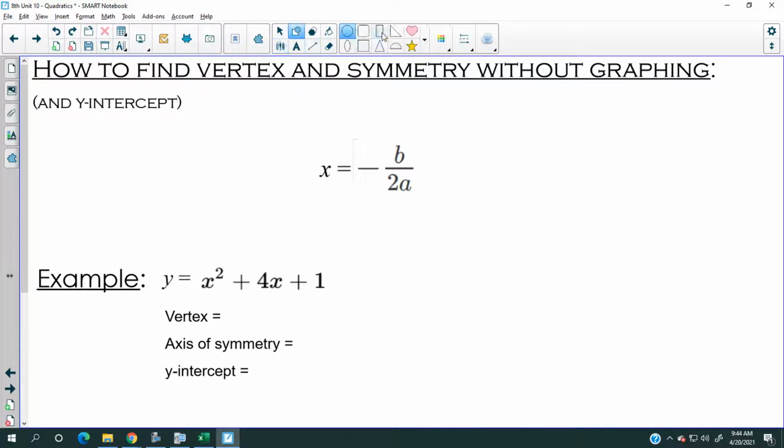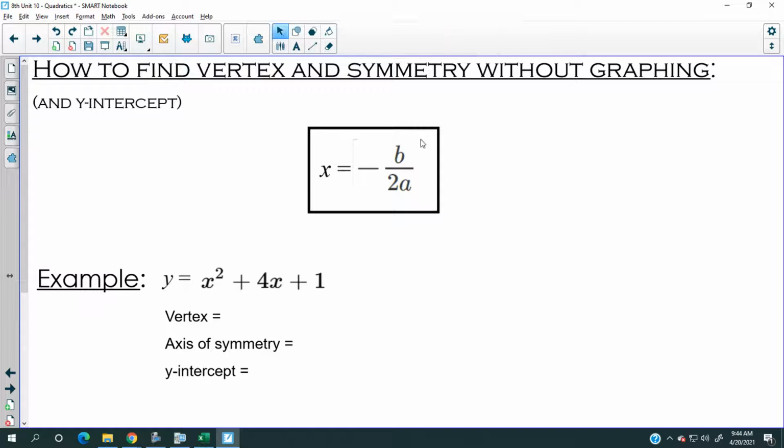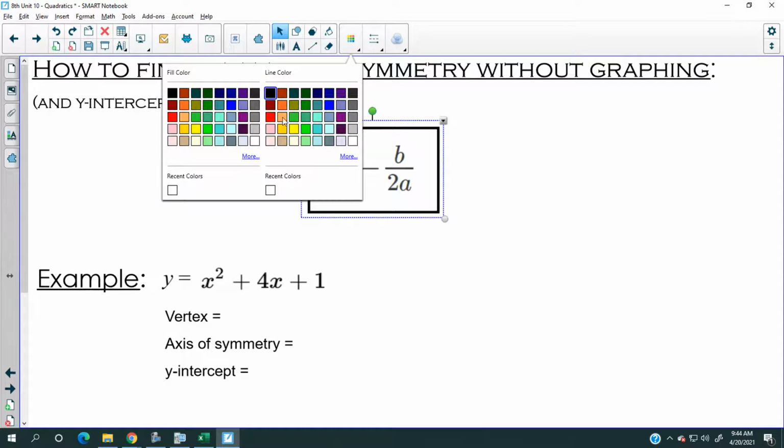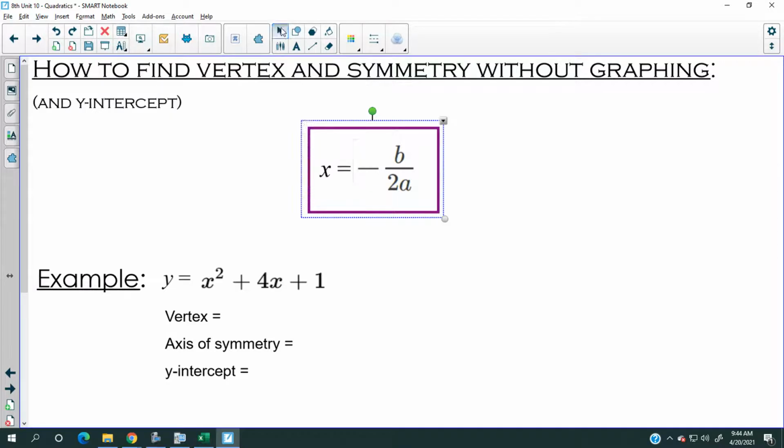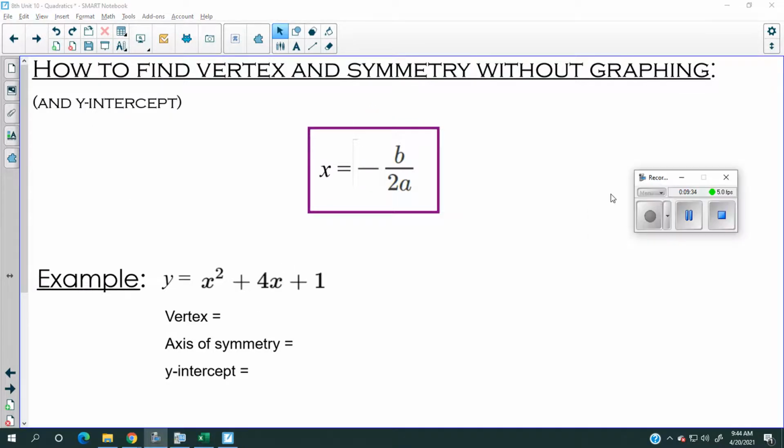First thing I want to emphasize is, how do you find the vertex and the symmetry? This is the formula, all right? And this formula will give you the x coordinate, which is what we need, right? Because all the lines of symmetry, hold on, let me go get something, just so that I can show it to you. Give me one moment. I might just show you this and then end the lesson, okay? So hold on one second.